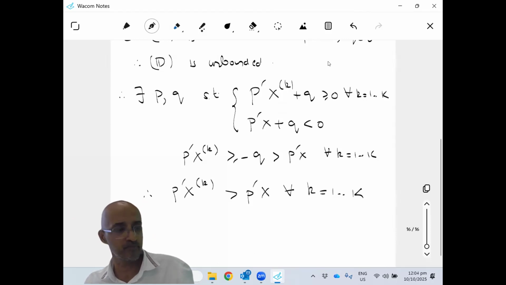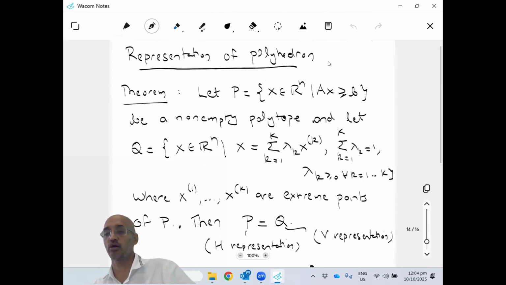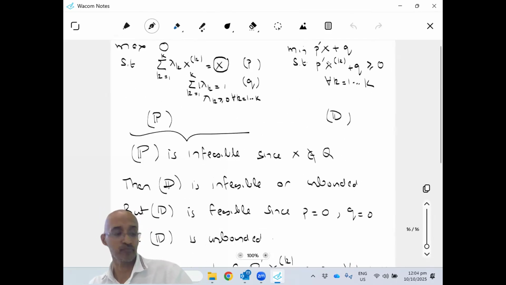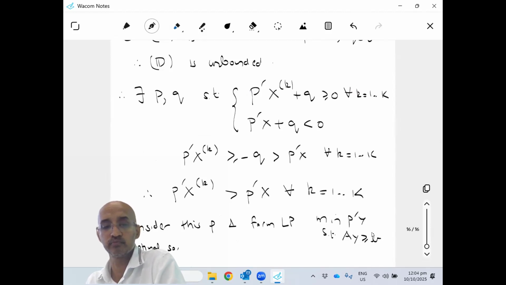So consider this p, so there exists some p, and form the LP: minimize p transpose y subject to the original conditions of the LP. So what do we know about this? The optimal solution for this problem has to be an extreme point. So the optimal solution is at an extreme point.